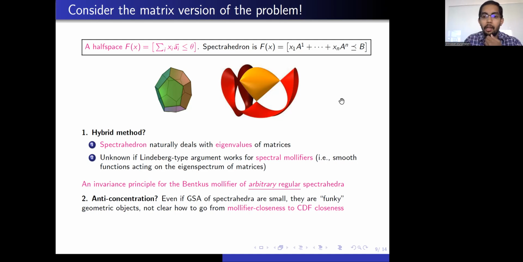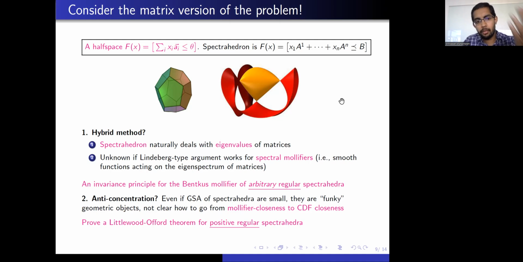So this is a very unclear part. I'll come to this in the last slide. But the main result that we show is we prove a Littlewood-Offord type of theorem for positive regular spectrahedra. As I said, the first result requires regularity. The second result requires regularity and positivity. We suspect that you should be able to remove regularity in both these results, and we could use the same proof techniques, but we have not been able to do so far.